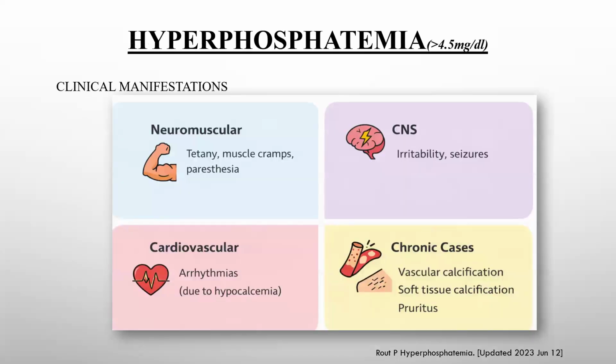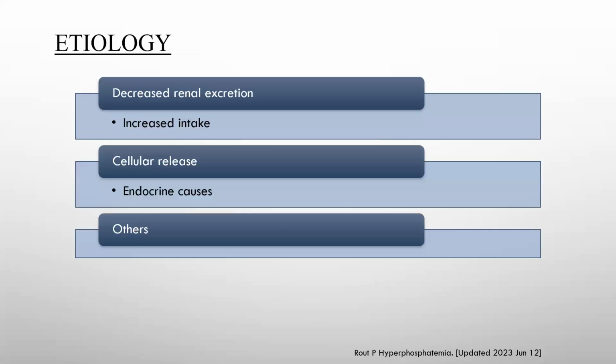Hyperphosphatemia is when the levels are more than 4.5. The manifestations include neuromuscular manifestations like tetany, muscle cramps, paresthesia, and cardiovascular like arrhythmias, CNS irritability and seizures, and in chronic cases can cause vascular calcification and soft tissue calcification.